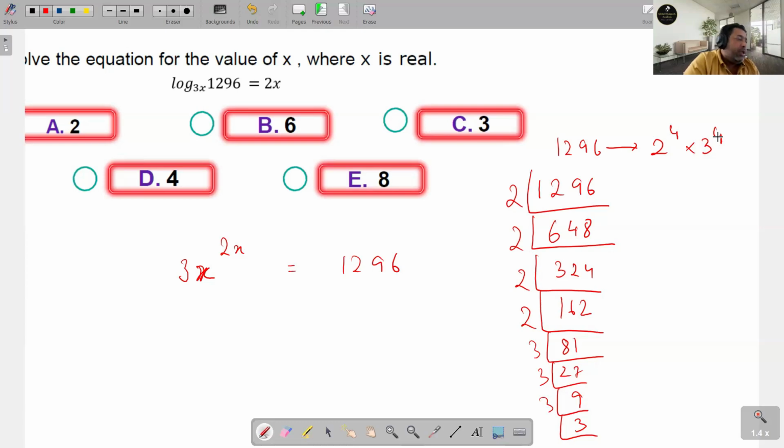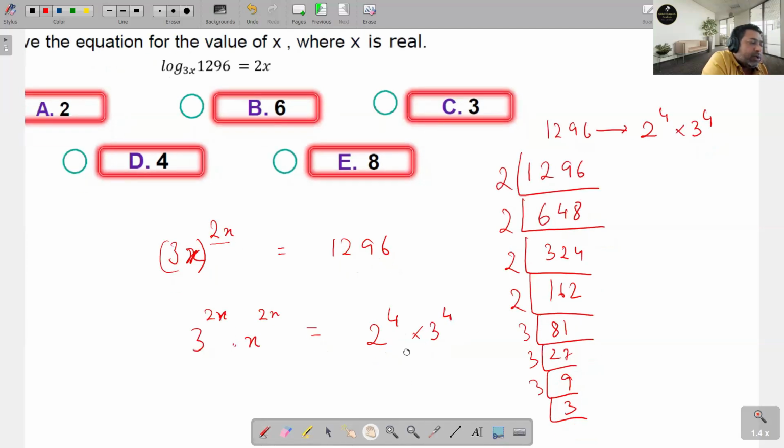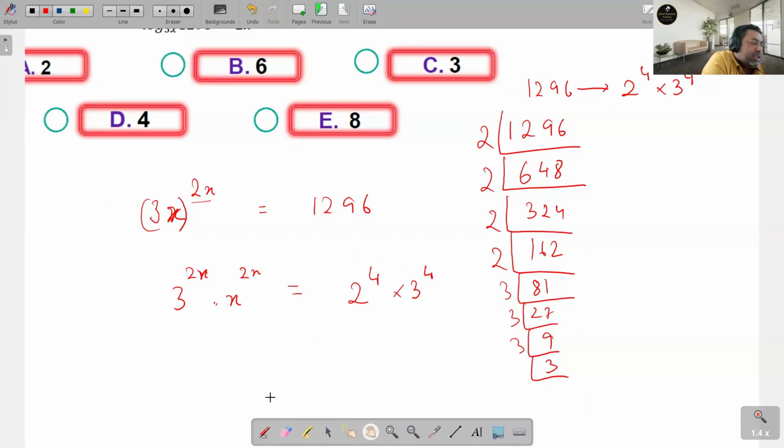All right. Now, we are going to distribute this because 3x raised to the power 2x is equal to this much. So, this is going to be 3 raised to the power 2x into x raised to the power 2x is equal to 2 raised to the power 4 into 3 raised to the power 4. All right. If we compare the base of 3 with the 4, we get 2x is equal to 4. Correct? And therefore, x will be equal to 2.